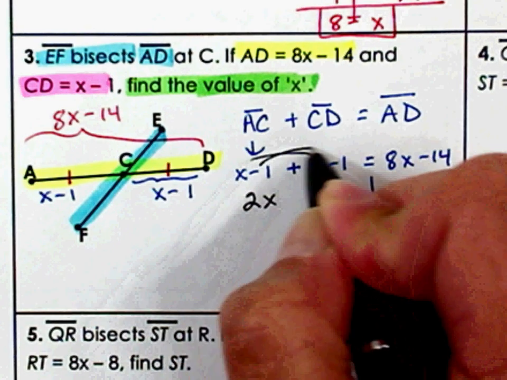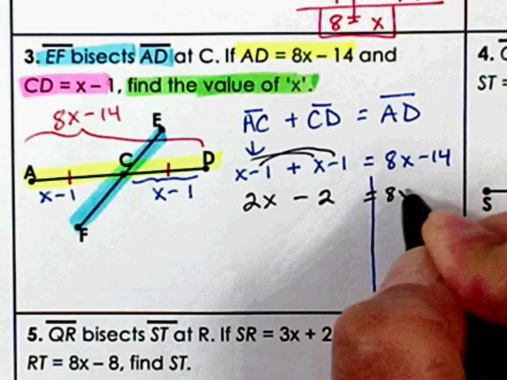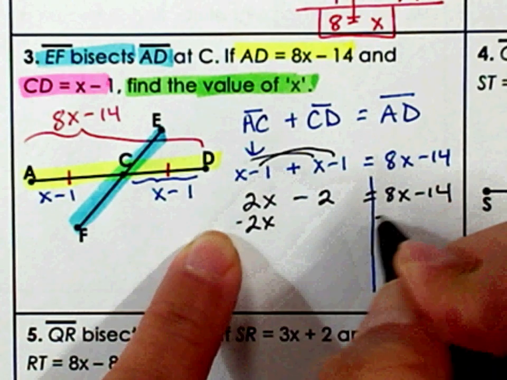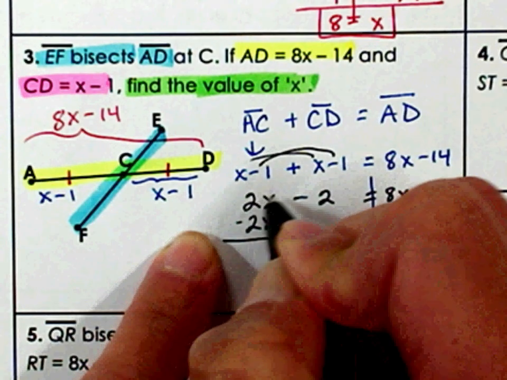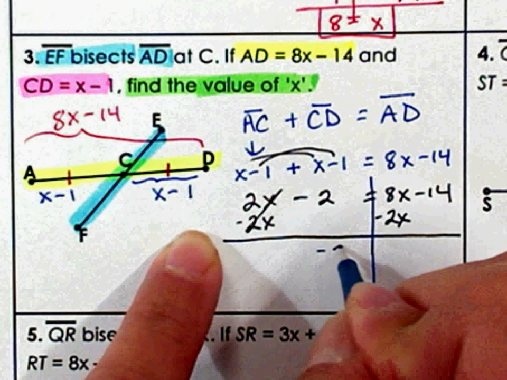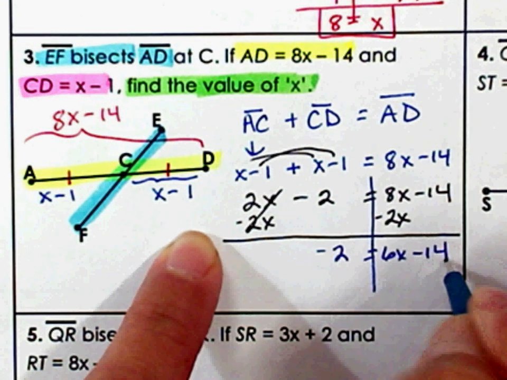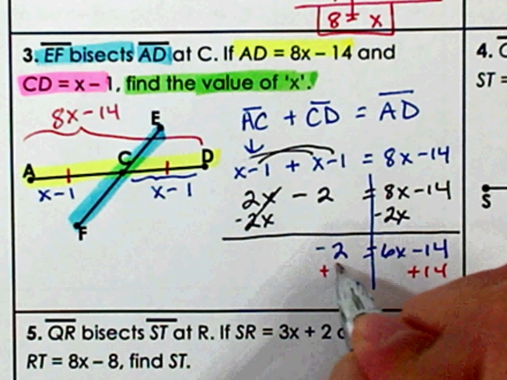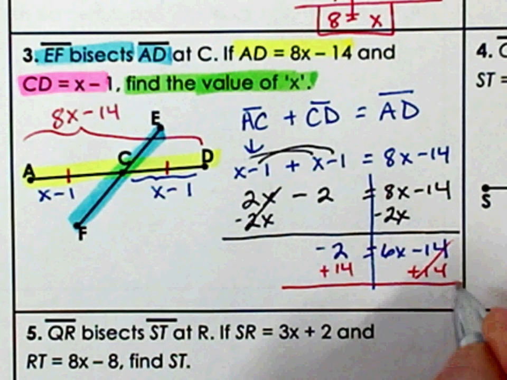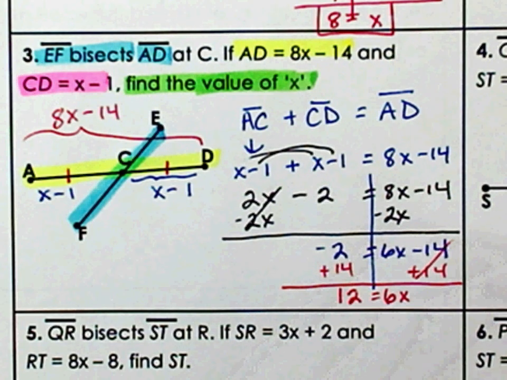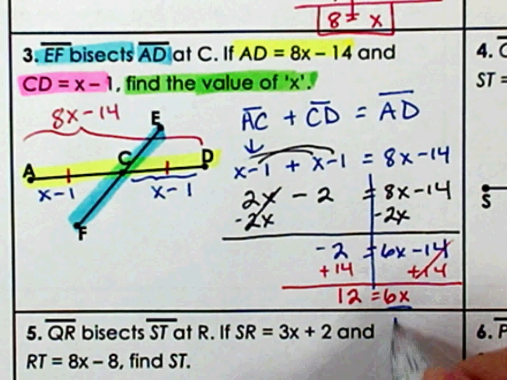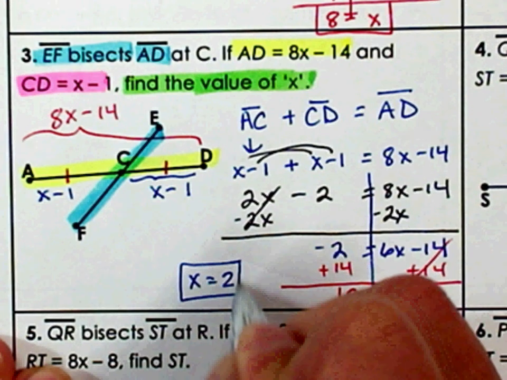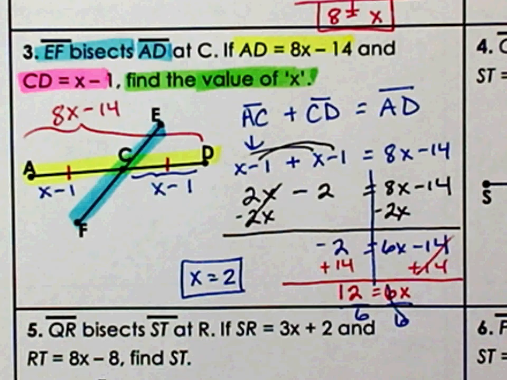X plus x, 2x. Negative 1 minus 1, negative 2 is equal to 8x minus 14. 2x is smaller, so minus 2x, minus 2x. Cancel, right? So negative 2 is equal to 6x minus 14. Keep going. Plus 14, cancel. Then you got 12 is equal to 6x. Divide by 6, that cancels, so x is equal to 2. And you can type all that in the calculator. Okay?